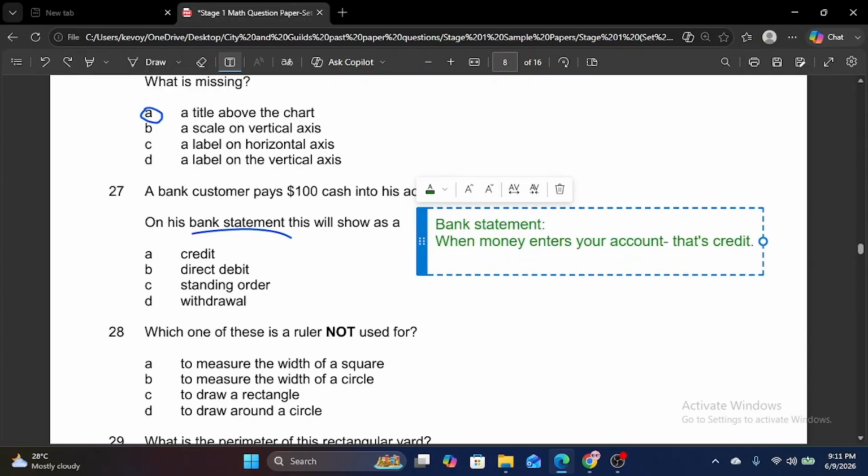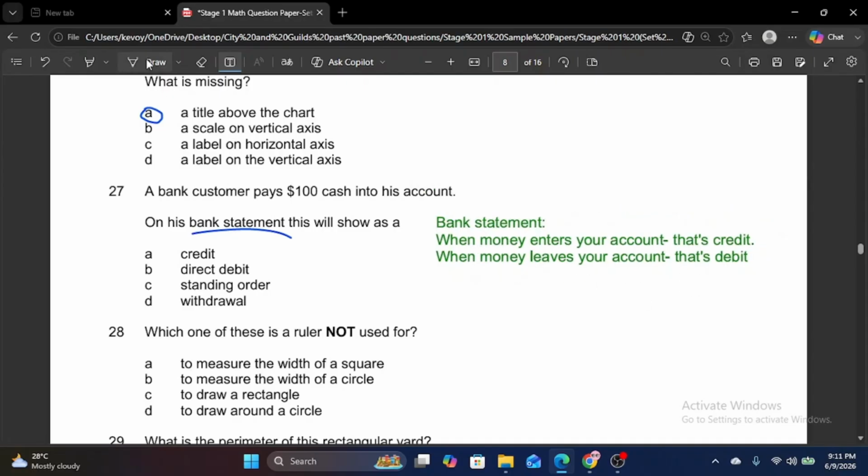So when money enters your account, that's credit, right? And when money leaves your account, that's debit. So when you have your bank statement, when money enters your account, that's credit. When money leaves your account, that's considered debit.